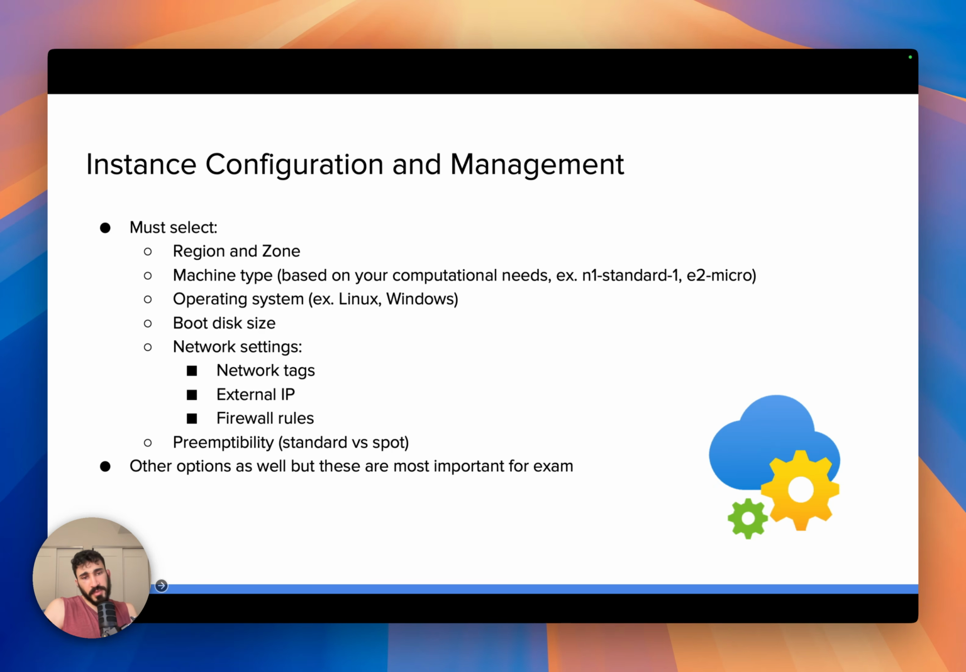You select the operating system, the boot disk size, the network settings, like network tags, whether or not you need an external IP address. Sometimes that is disabled by the org policy in your organization, as I mentioned earlier in the presentation. But you can reserve an external IP address if you need it. And you can also set or apply firewall rules. And then also preemptibility. Preemptible machines are also known as spot machines, and they're basically machines that are cheaper, but they can be reclaimed by Google at any time.